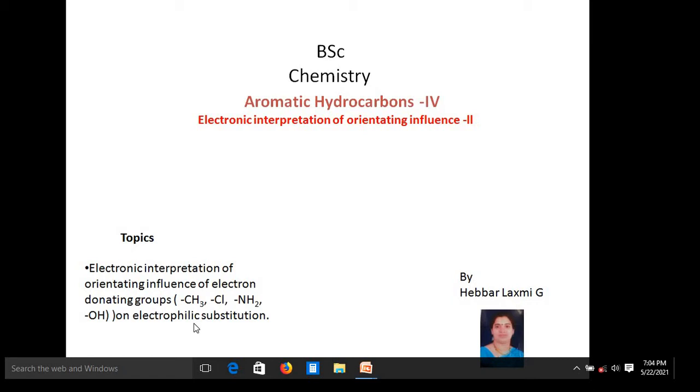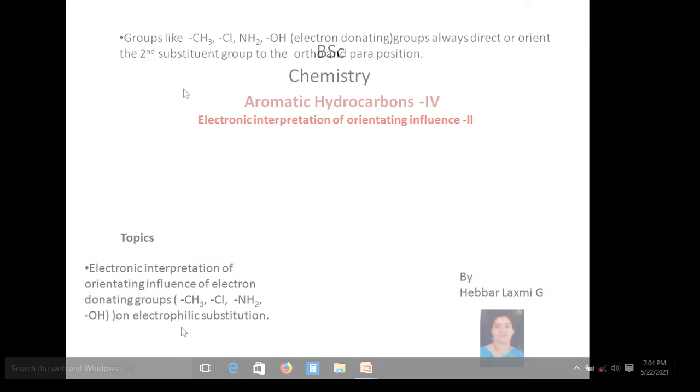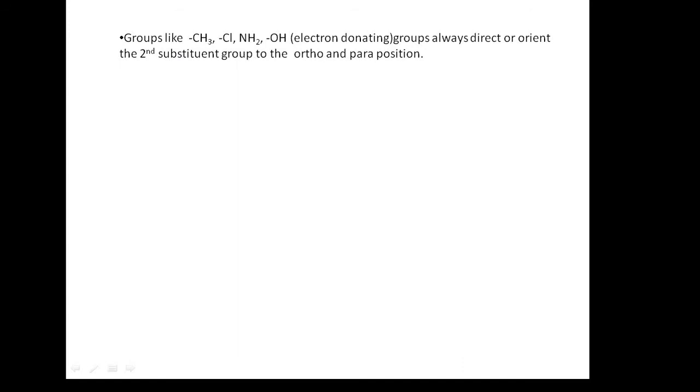Hope that you all are clear with the meta-directing groups discussed in the previous session and have practiced writing the resonance structures of compounds containing those meta-directing groups. And in the last session we also saw that groups like methyl, chloro, amino and hydroxy, which are known as electron donating groups, always direct the second substituent to the ortho and para position, and hence these are called ortho-para directing groups, and also they are known as activating groups.